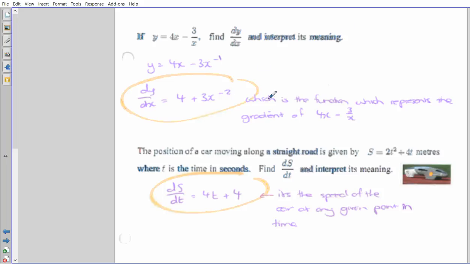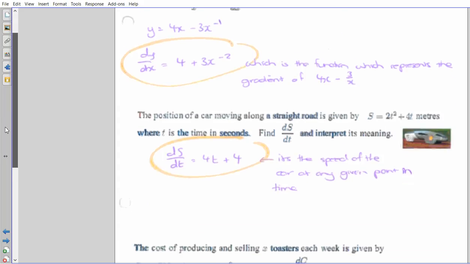What is it? This is the function which represents the gradient of the original function. That's all I could think to say. So this gradient function, it's a function which represents the gradient. There's been something here and there in an exam where you are expected to just realize that. Obviously we call it the gradient function because it's a function that you can use to calculate the gradient of the original function at any point value of x. Same thing, let's go on to a new one.